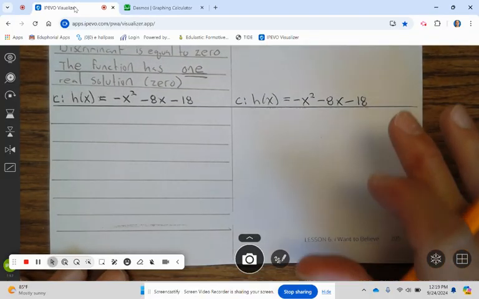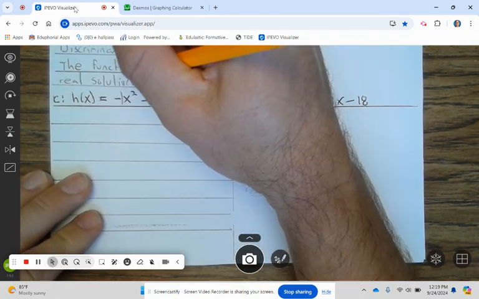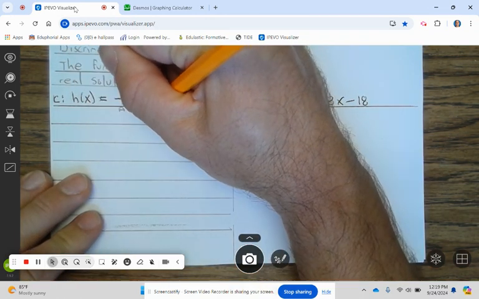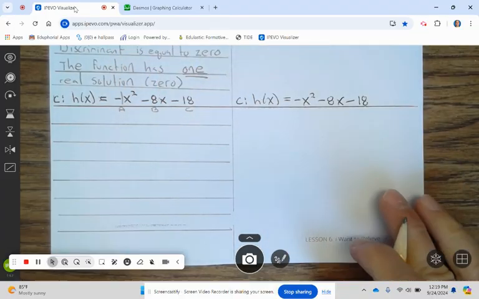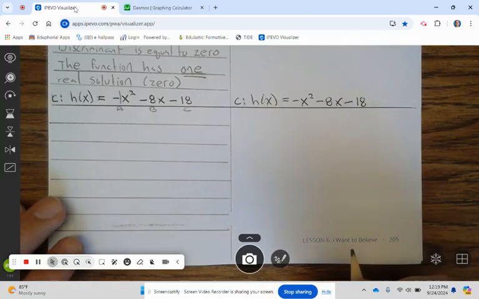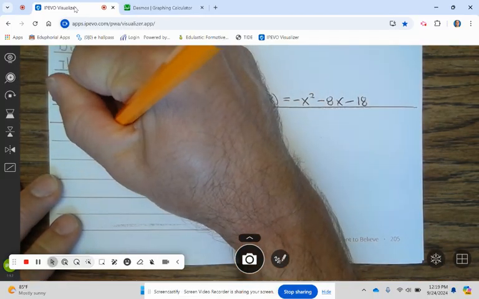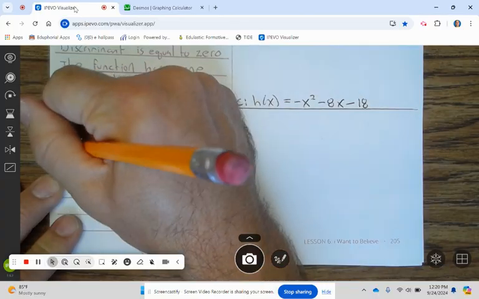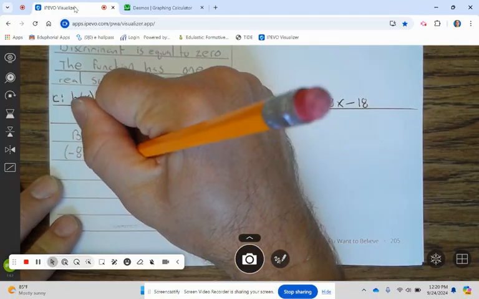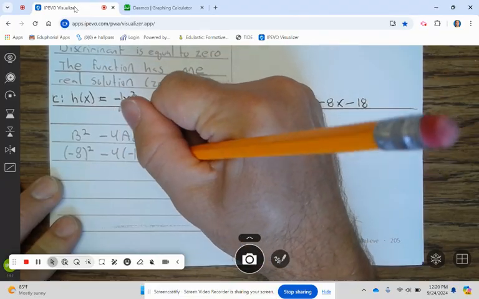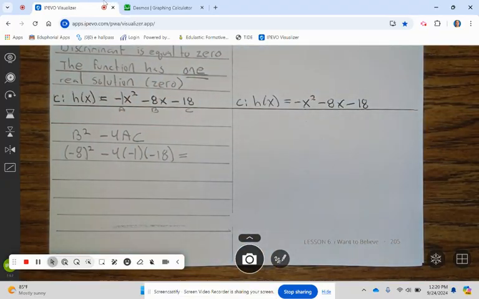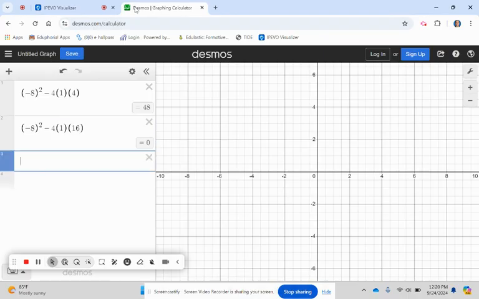Let's take a look at C. Okay, so this is your A, your B, and your C. Okay, so again, we're using b squared minus 4ac, so that's negative 8 squared minus 4 times negative 1 times negative 18, which we can use Desmos. Is negative 8.